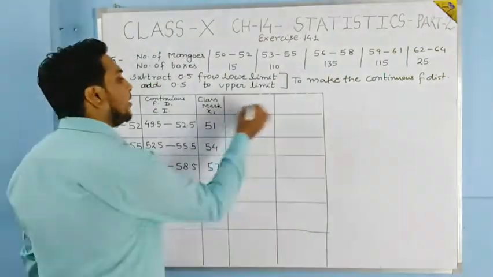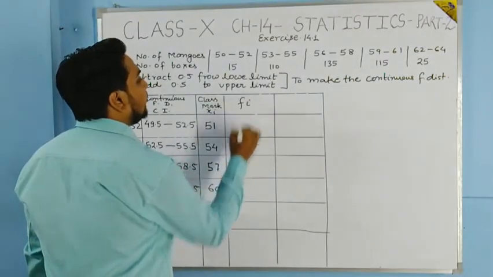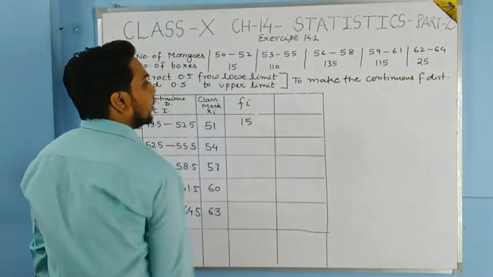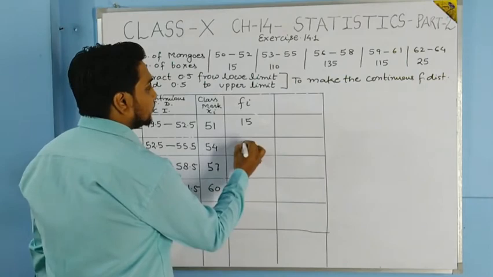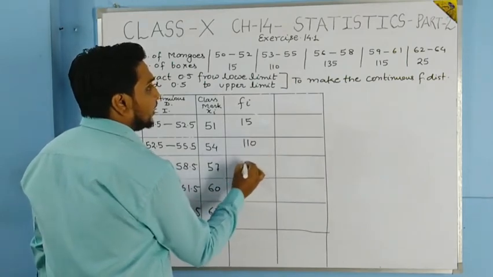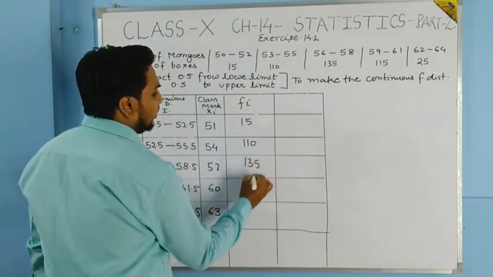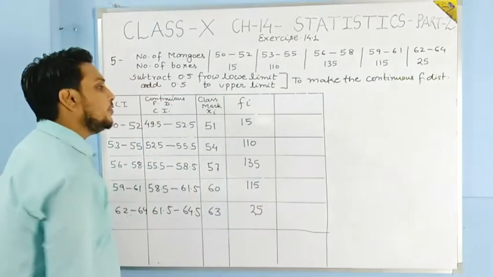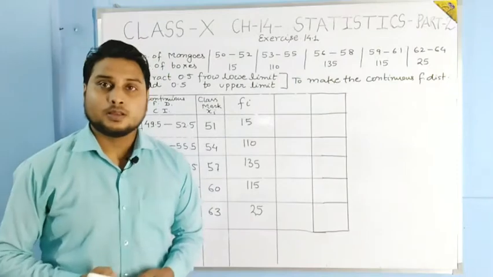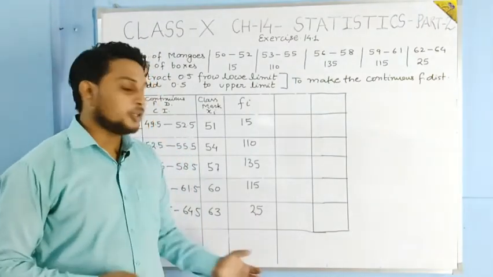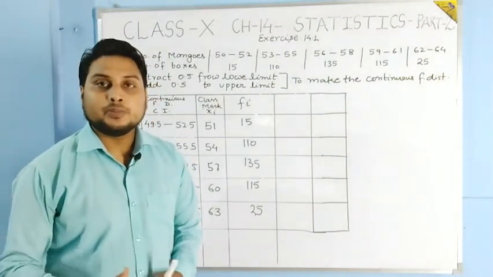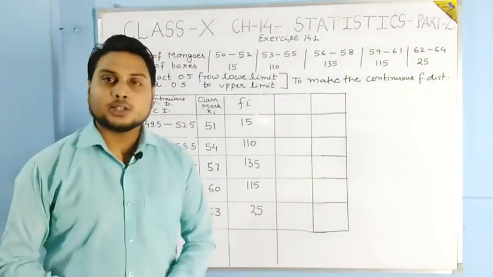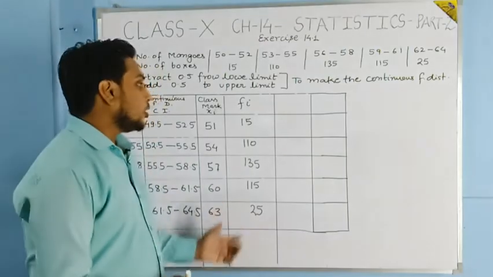After that, students, we have to write the frequencies. The frequencies are 15, then 110, then 135, 115 and 25. Okay, these are the frequencies. Students, we will solve this question by the assumed mean method, means the shortcut method. Since the figures are a little bit larger, we will apply the shortcut method here.